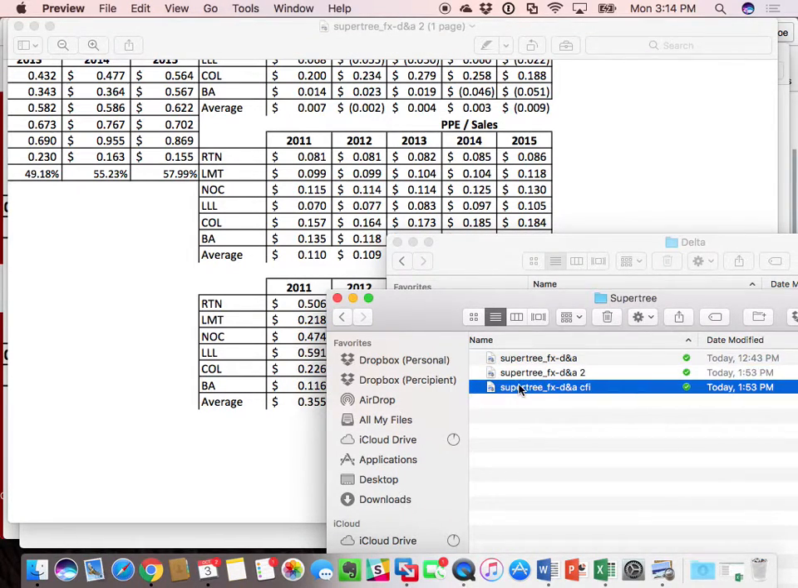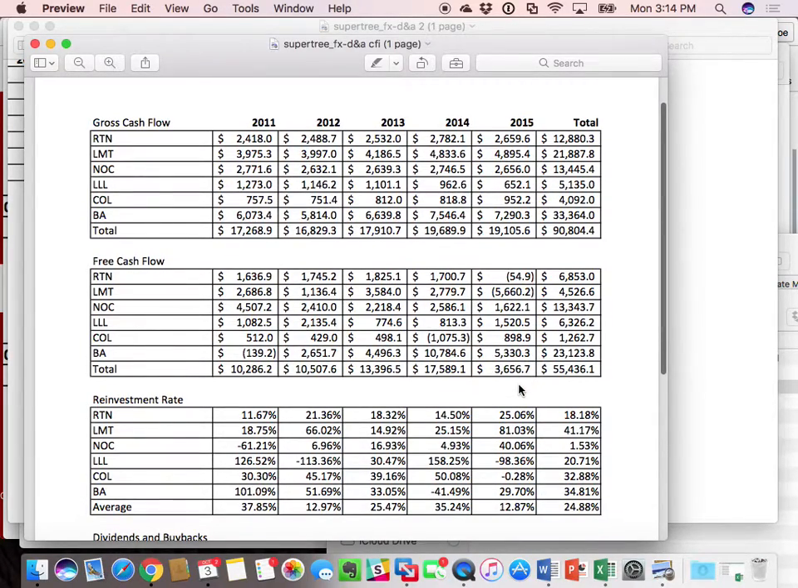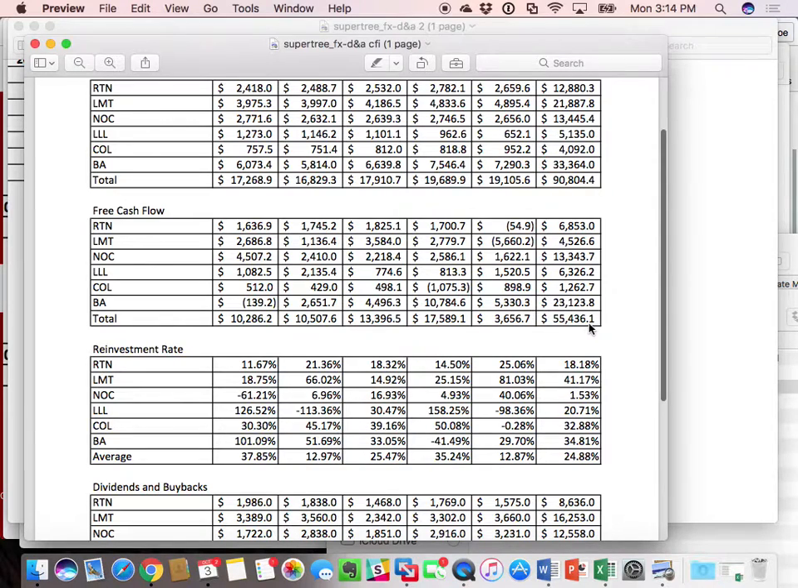Right? And then the final Supertree analysis, might be worth it to take a quick look at, is there'll be a Supertree for CFI. Right? But in the Supertree for CFI, I've simplified it to 4 major numbers. So unlike the CFI, which has a whole bunch of stuff, these are what I would call the top 4. Number 1, what's happening with gross cash flow? Over the 5 years, the defense and aerospace industry made almost $91 billion worth of gross cash flow. Number 2, free cash flow. After reinvestment, they generated about $55 billion worth of free cash flow.